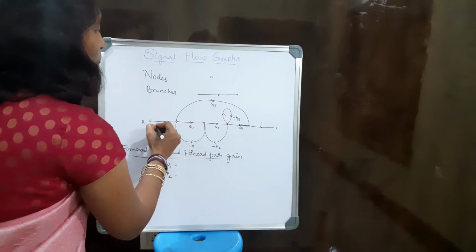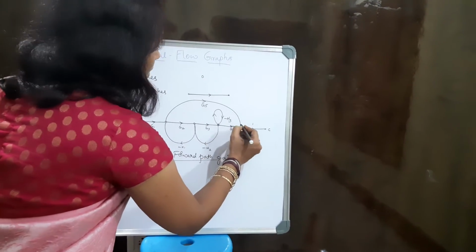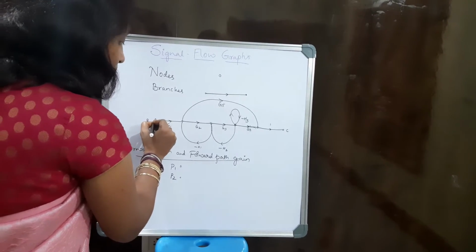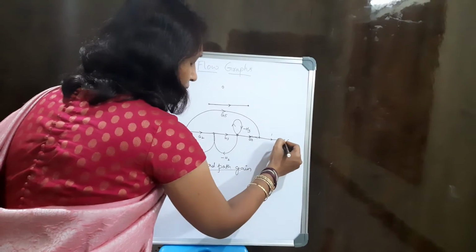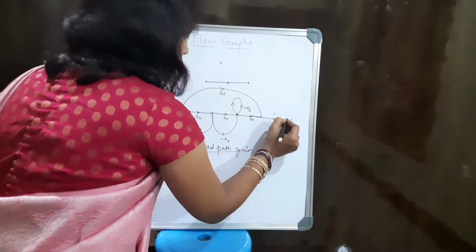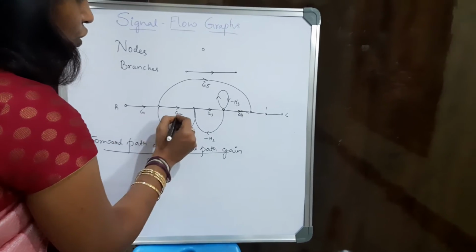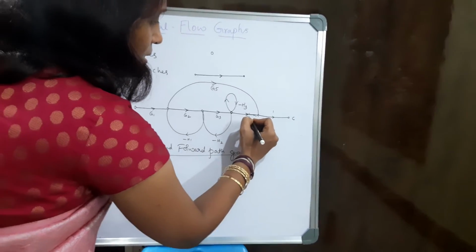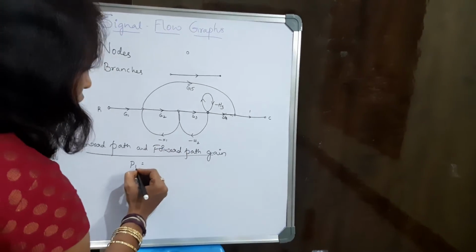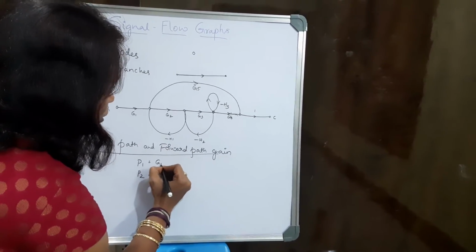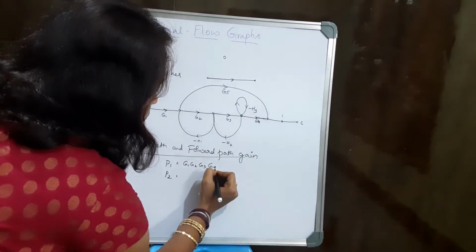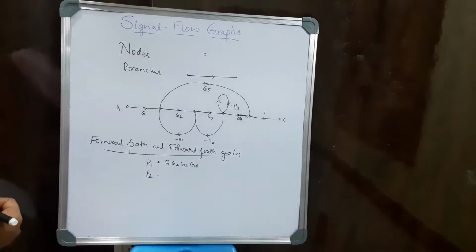It is nothing but the product of the gains of this particular path. Here, this is the input node and this is the output node. This is a single path connecting input to output, having G1, G2, G3, G4 as their gains. So I can write the forward path gain for the P1 path as G1, G2, G3, G4. This is called the forward path gain.